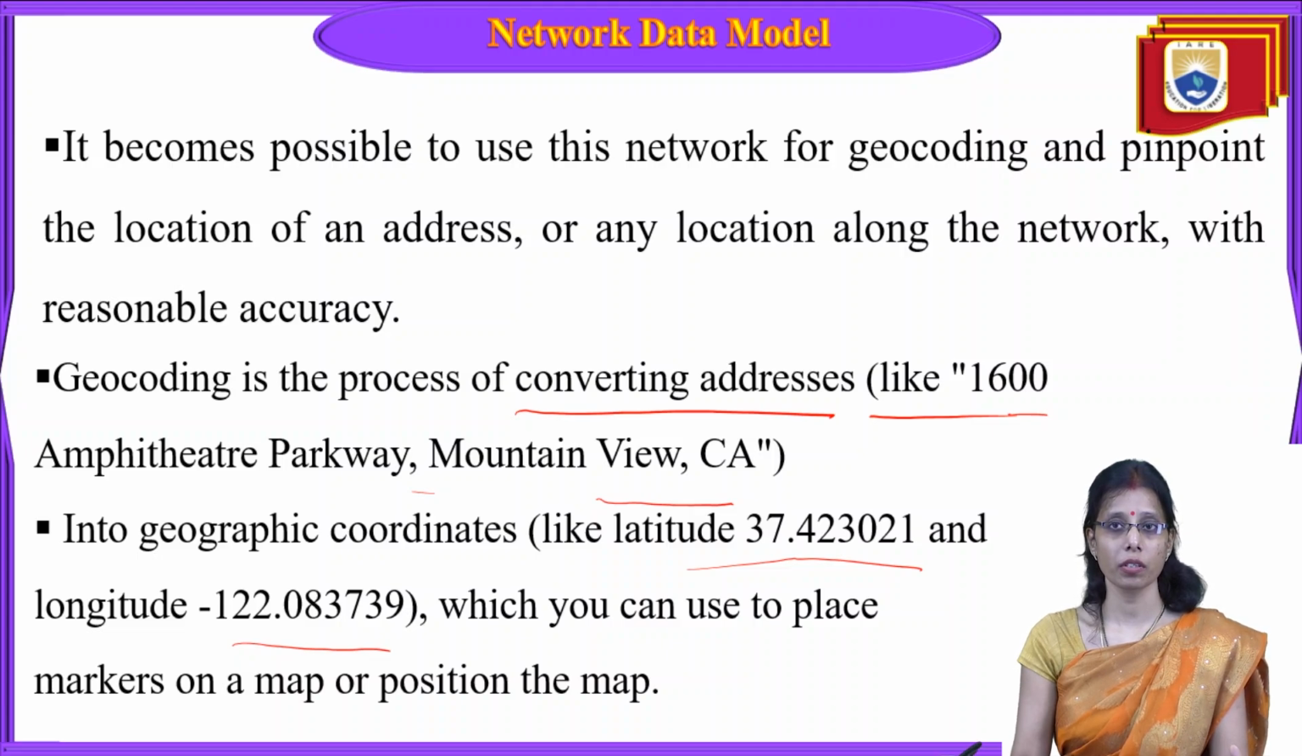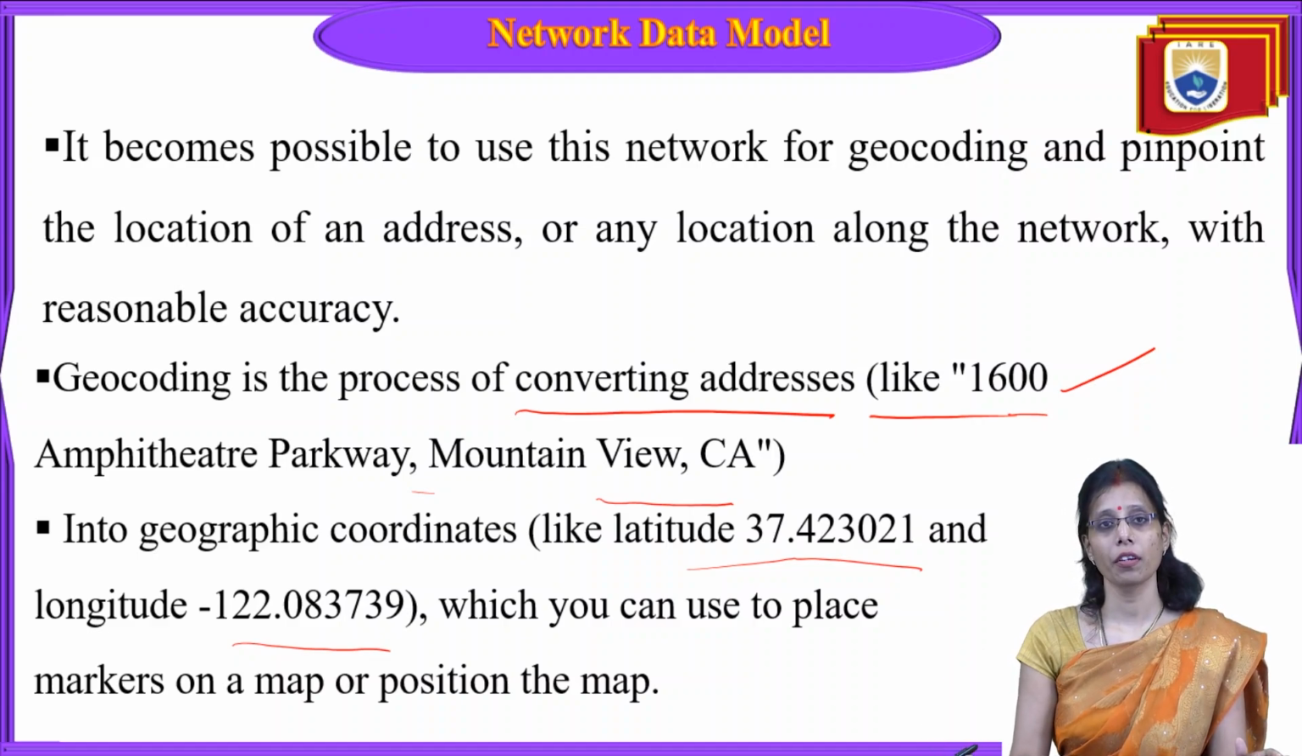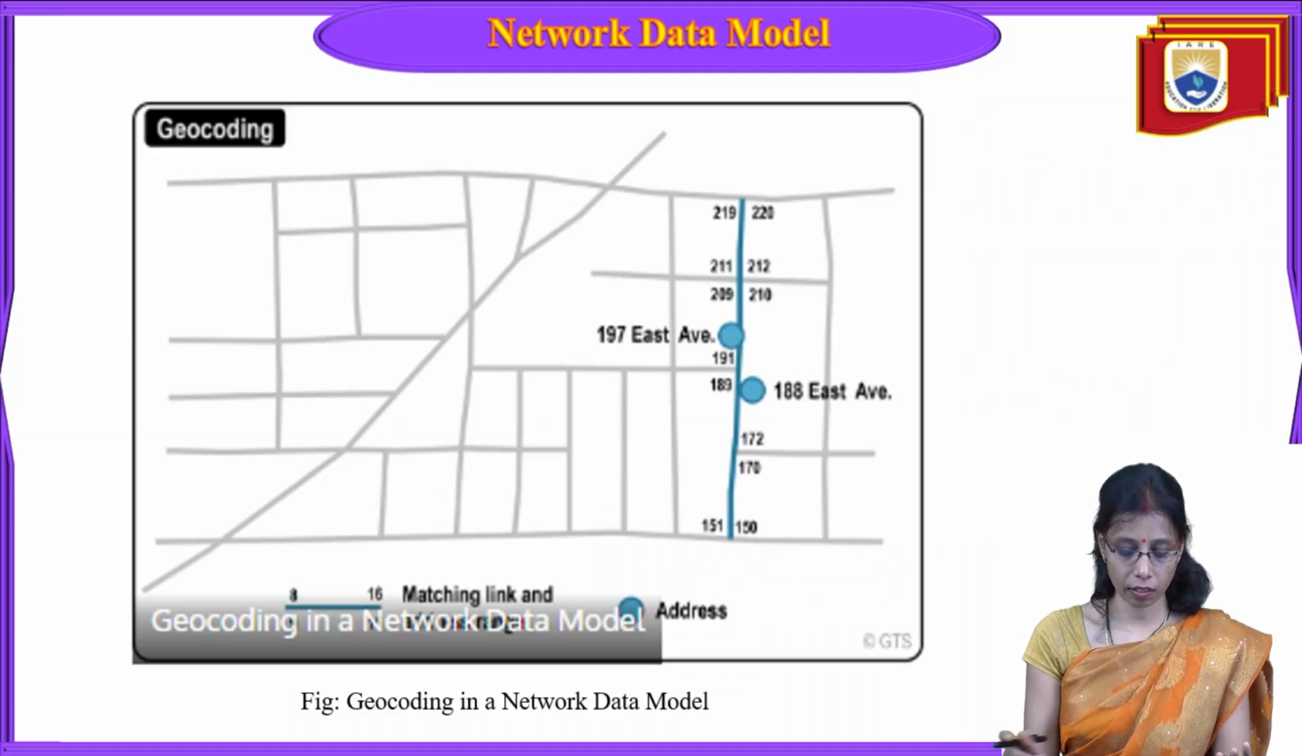The geocoding process converts an address, like 1600 Amphitheater, into geographic coordinates with latitude and longitude. So any location can easily be received with the help of latitude and longitude. Wherever you want the location information, it will give it to you with the help of this geocoding. So geocoding is like this.